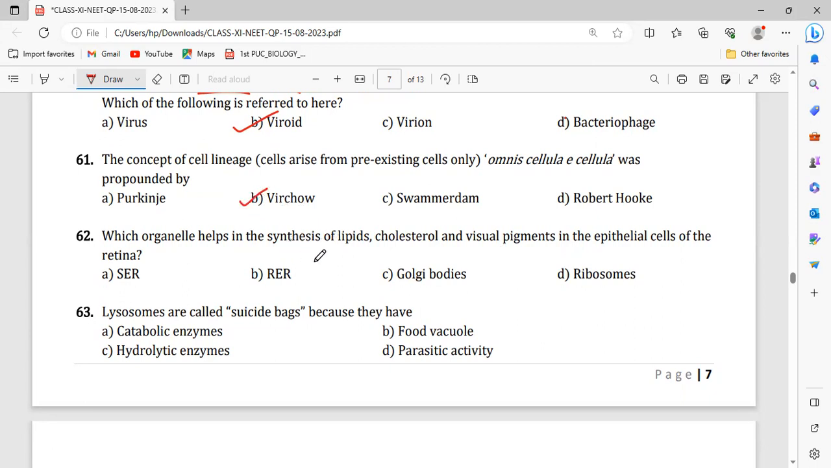Which organelle helps in synthesis of lipid, cholesterol, and visual pigments? So mainly these lipids will be synthesized in smooth endoplasmic reticulum. Lysosomes are called suicide bags because since they have hydrolytic enzymes, they can digest any of the foreign particles, or some of the intracellular organelles can also be digested. So it is called suicide bags.